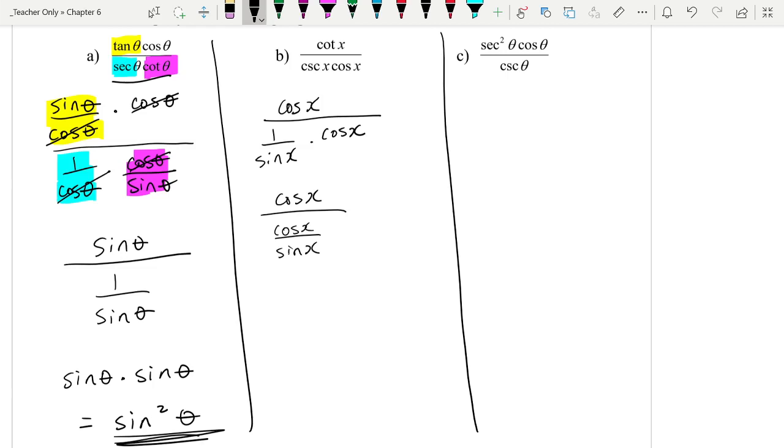Oh, wait a minute. Sorry, I just screwed this up. Let me try that again. Cotangent is cosine of x over sine of x. That's better. I forgot my sine of x. And look where that's going.